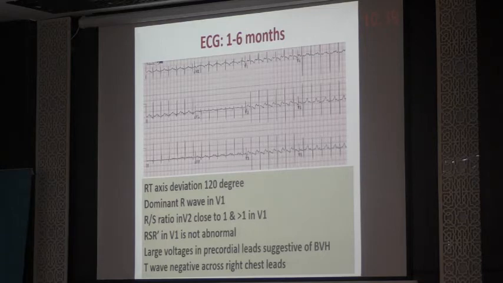The RSR dash in V1 is not abnormal في الأطفال. It can be present. Large voltages in precordial leads suggestive of biventricular hypertrophy might be present. يعني أبص على ECG وهيلاقي إن there is biventricular hypertrophy. You have to refer to reference values وما بيبقاش right ventricular hypertrophy. The T wave is negative across the right chest leads. T wave ألاقي في right chest leads كلها it is negative as it is present here.